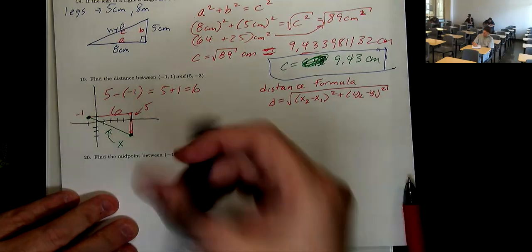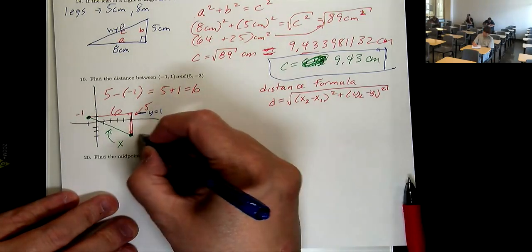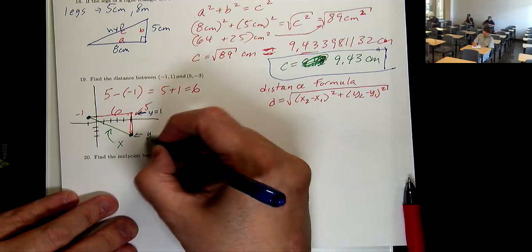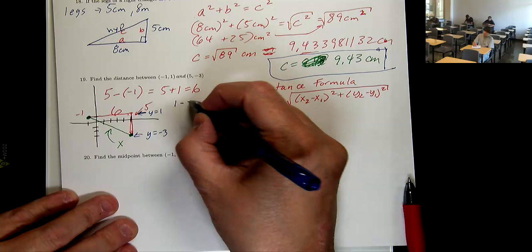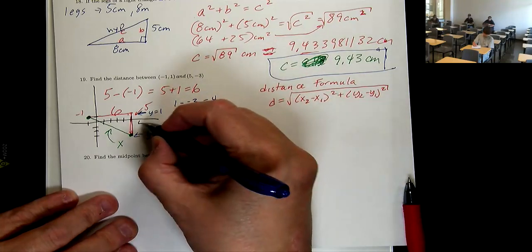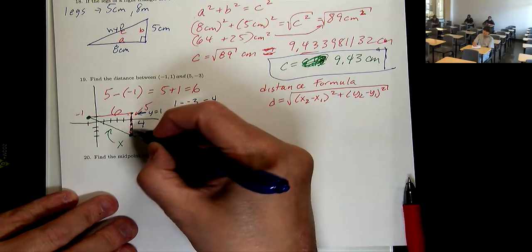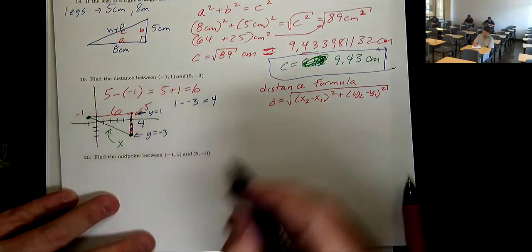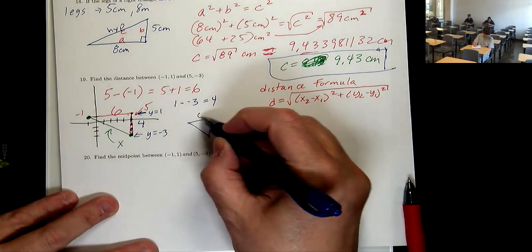And then going up and down, this is at y equals 1, and this is at y equals -3. 1 minus -3 is 4. So that side's 4. And you could get that by counting downwards as you go down. So I have a triangle that looks like this.